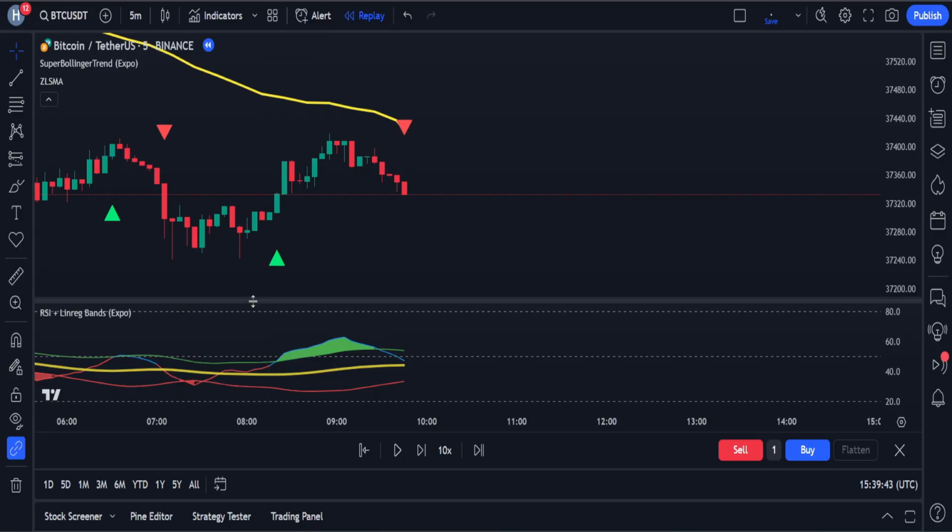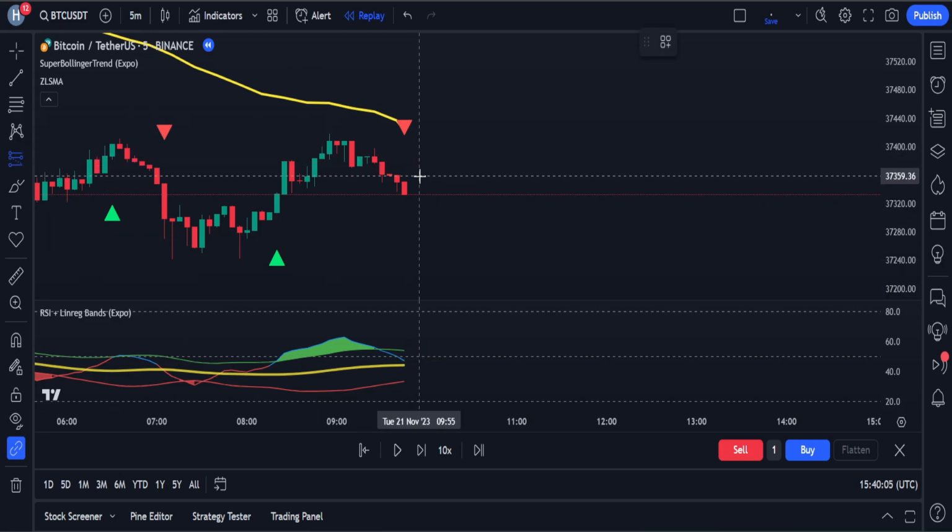So for a sell trade, we will do the opposite. First, we will wait for the price to close below the zero lag SMA. Then we want the Super Bollinger Trend indicator to give a sell signal. And finally, to confirm the signal, we will look at the RSI. The RSI must be overbought. And in addition, the RSI line must be above the yellow line. If it is below the yellow line or oversold, ignore the trade.